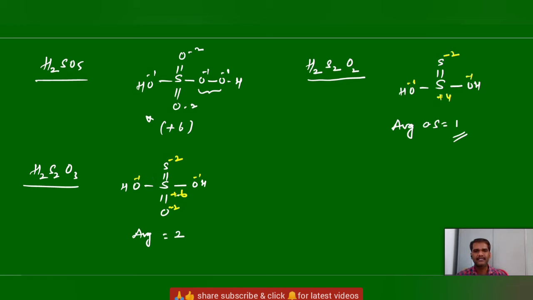Individual oxidation states are -2 and +6, but overall average oxidation state is +2. This point also we should keep in mind. Very, very important. The same, they'll ask the oxidation state for this compound.